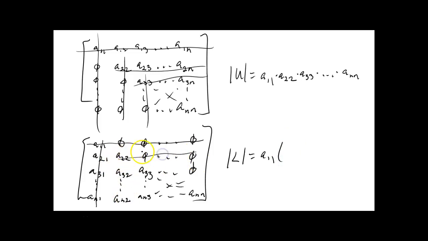Well, I would go with this one, so that'd be A22, and when you wipe out that row and column, then it'll be times A33, and you keep on going down until you get to ANN, and again you have the product of all your diagonals. And that's all, folks. That's it. So any triangular matrix, upper or lower, your determinant of that is just going to be the product of your diagonals.